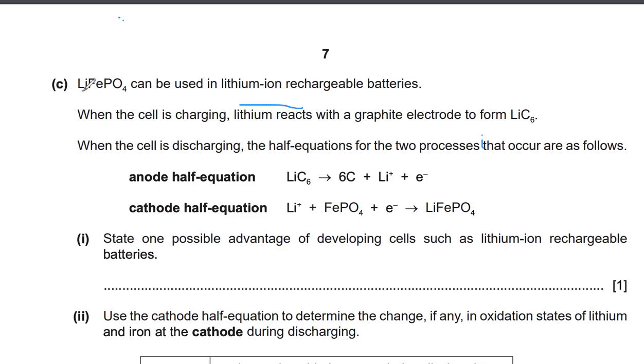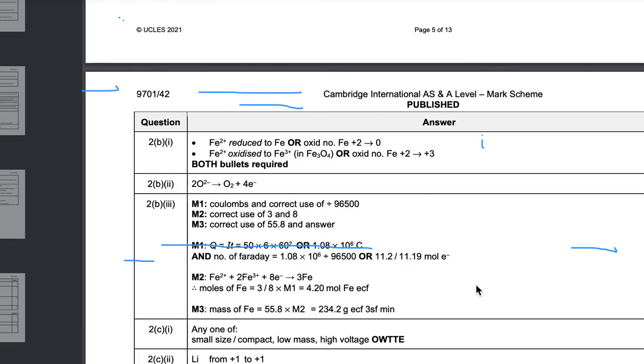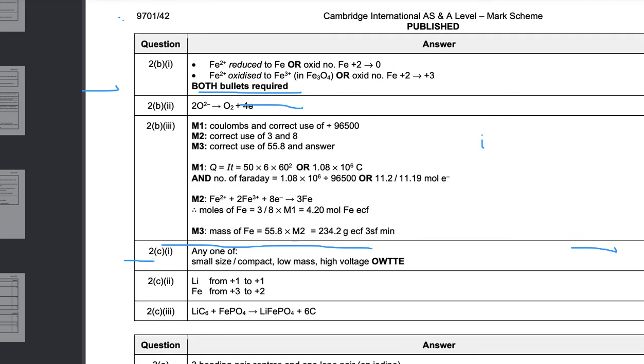Over here it says LiFePO4 can be used in lithium ion rechargeable batteries. Share one possible advantage of developing cells such as lithium ion rechargeable batteries. So they don't cause pollution. It's a guess, you need to check. Okay, so it's small size, compact, low mass, high voltage.